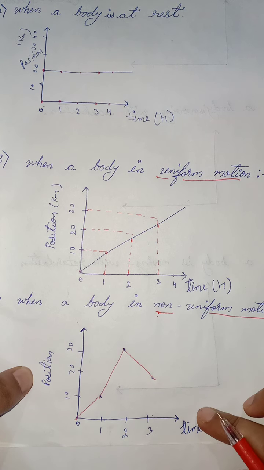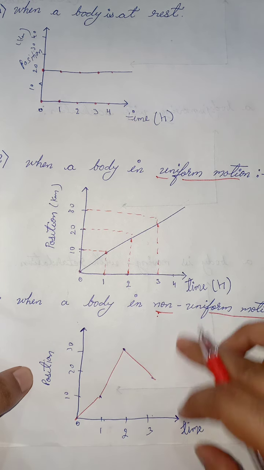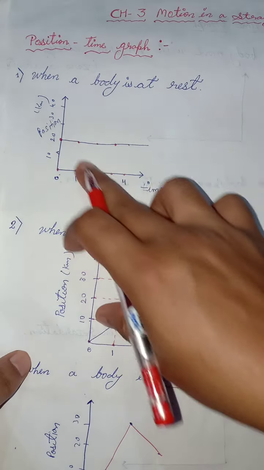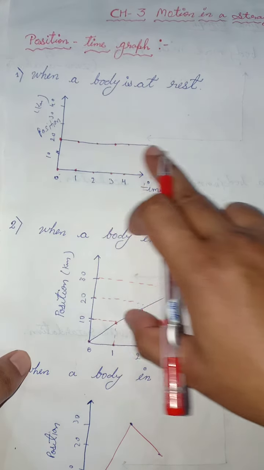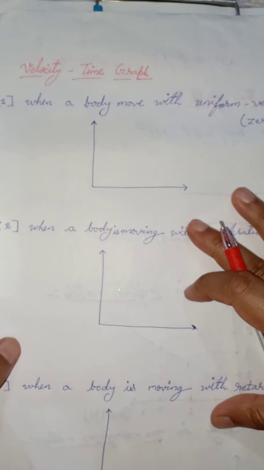So it is not a linear pattern. In non-uniform motion any pattern can happen, but in uniform motion there is a linearly increasing pattern. And when a body is at rest, a pattern parallel to the x-axis will be formed.